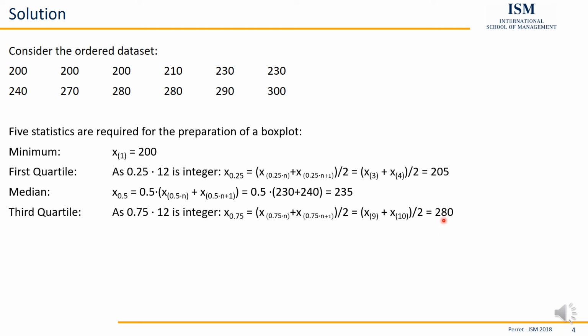And finally, for the fifth statistic, we have the maximum. Maximum, the largest value. So well, that's pretty easy again. That's the last value in our ordered data set. This gives us the 5 statistics we need for the box plot.